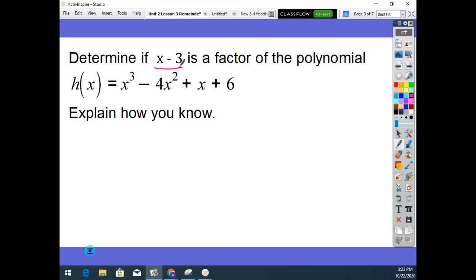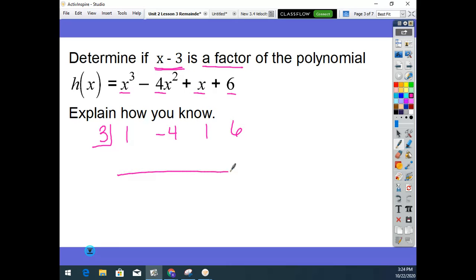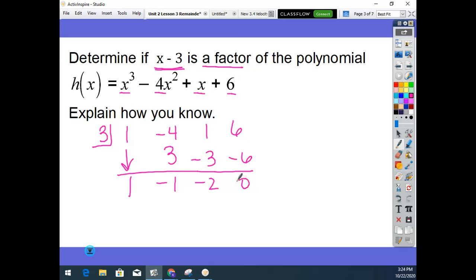Determine if x minus 3 is a factor. How do we determine if something is a factor? We need to find the remainder. So I'm going to use the opposite of 3. Take my coefficients, 1, negative 4, 1, 6. Draw the line. Drop the 1 down below. Multiply, add, multiply, add, multiply, add. The remainder is 0.